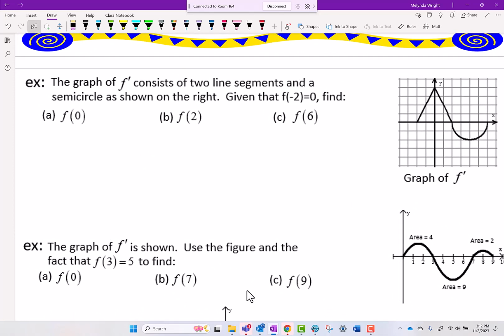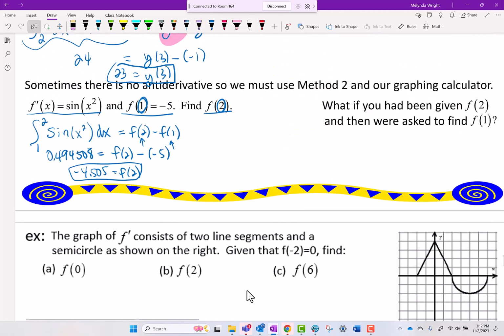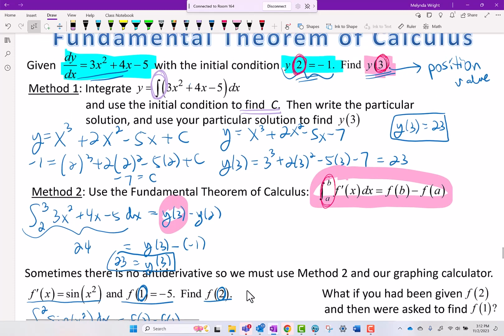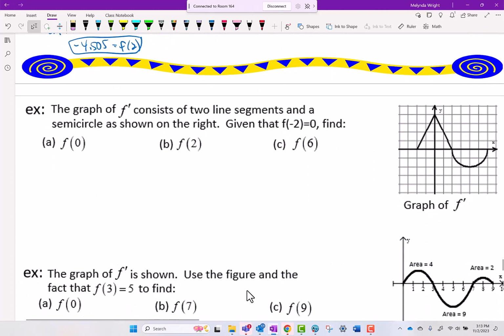Okay, so this one, we're given a graph of f prime. Great. So here, I'm just going to reiterate what we've done. Here, we're given an equation, an initial condition, and asked to find a position. That's the kind we practiced up here. This kind, we're given a graph of f prime, not an equation, but we are given an initial condition and asked to find position. So it's the same scenario, but we're given different information. So what are we going to do? Well, we're going to write an integral, because that's what we do.